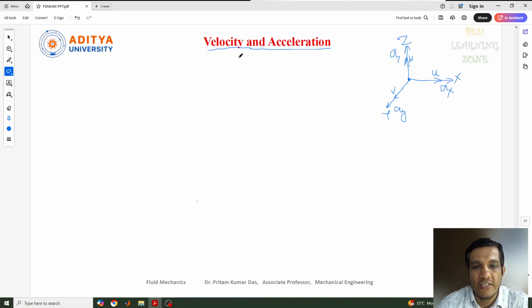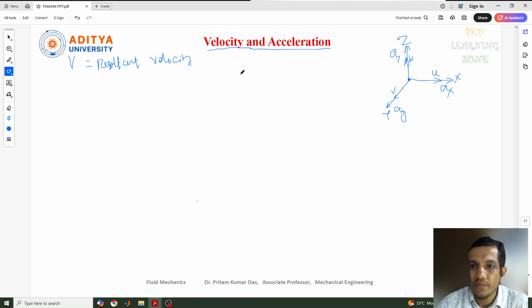So to understand this concept, let's start the derivation of how we can calculate the velocity and acceleration. First of all, let's consider the velocity. Suppose let's consider this is the resultant velocity at any point of this fluid flow.